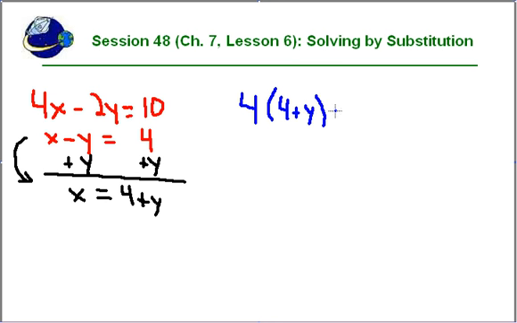Next, we have a minus 2y. Then on the right-hand side of the equation, we have a 10. How has that helped us? Well, how it's helped us is that now our equation up here, equation number 1, only has one variable left in it, the variable y. And we can now solve this for y.